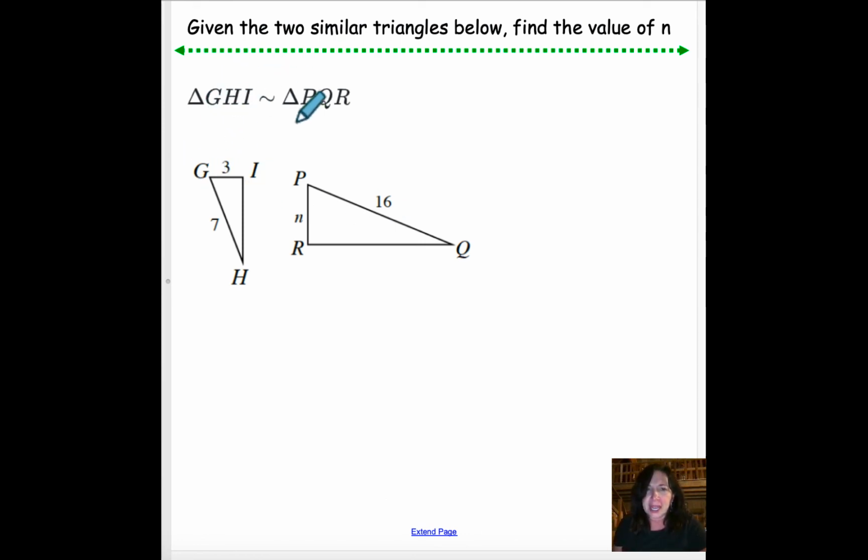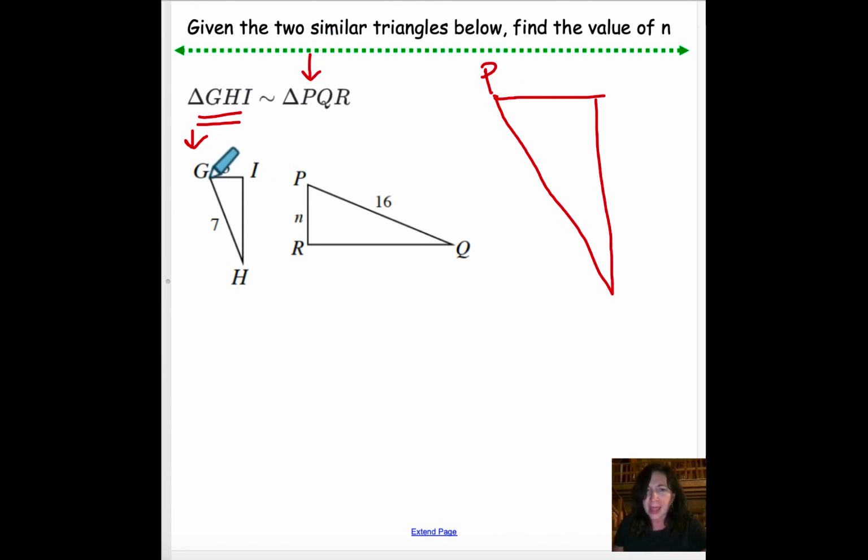Again, GHI, so G, then H, then I. How they drew this first triangle is how I'm going to draw my next triangle. So this is going to come down, and then this is going to come up like that. And so therefore, I'm going to label it. If I start off right here with G, that's going to correspond with P. So that'll be P. And then now they went down to H, so that means I'm going to go down to Q.